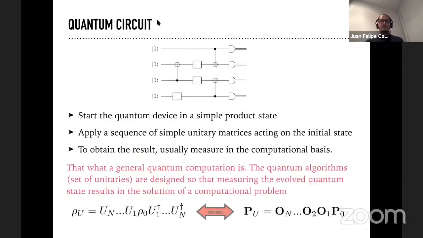So what is a quantum circuit? You start with a quantum state in, say, a product state, like the 0, 0, 0 product state, and then you apply unitary matrices that are local. And then at the end, you measure the system. And that's how you perform quantum computations. This is what a general quantum computation is. And the quantum algorithm is your choice of unitary matrices that you apply. And hopefully at the end, when you measure, you're solving some computational problem. So that's, if you want, a very fast summary of quantum computing.